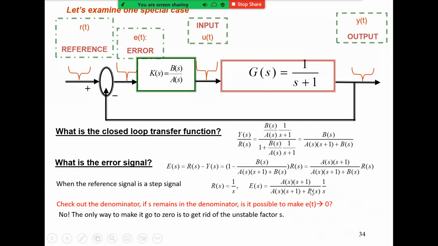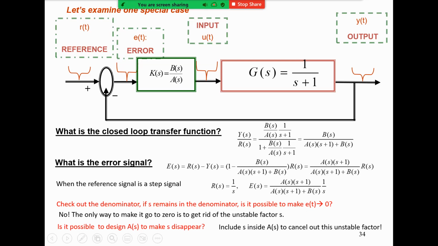Then you ask, how about those other factors? I already mentioned that the factors inside this closed loop polynomial are all stable. When you do the partial fraction, all those factors correspond to signals which will go to zero. The only way out is to put s as a part of your A.